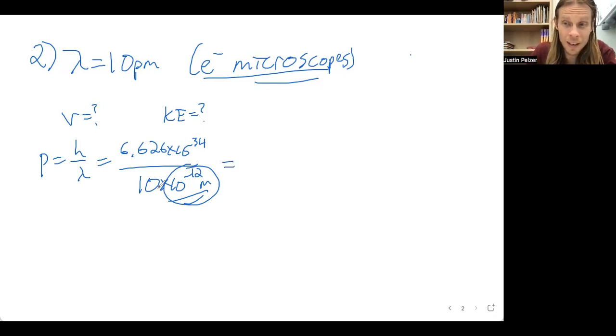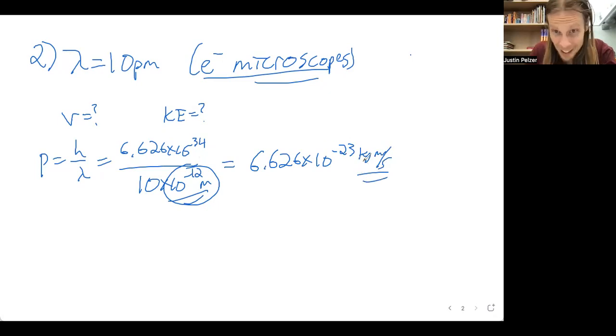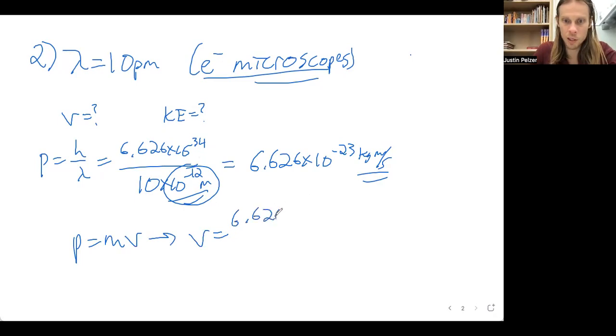So that's going to equal 10 to the negative 11 down there, which is 6.626 times 10 to the negative, let's see, 34 plus 11 is 23 kilograms meters per second. That's kilograms meters per second. That's a tiny amount of momentum. It's an electron. So if I set that equal to mv, right, I get v is 6.626 times 10 to the negative 23, the momentum, over the mass, which is 9.11 times 10 to the negative 31 kilograms.